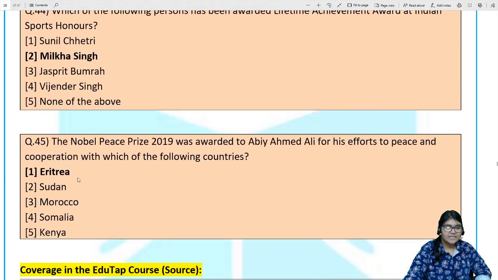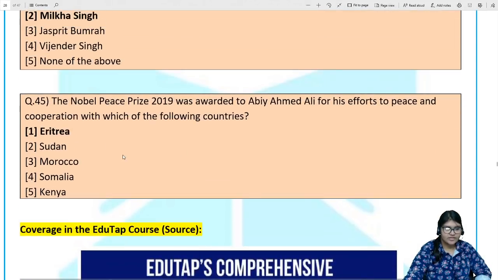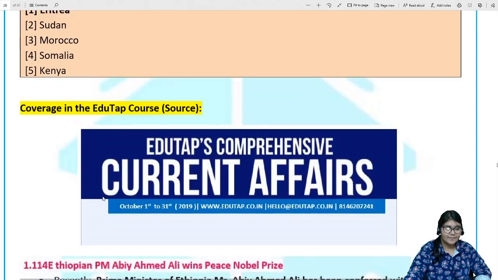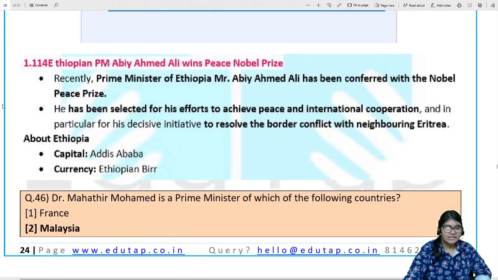45th, the Nobel Peace Prize 2019 was awarded to Abiy Ahmed Ali for his efforts to peace and cooperation with which of the following countries? Answer is Eritrea. So here you can see that it is very clear that Nobel Prize was given importance. As I told you, this is the third question from the same topic being asked in the examination, and this was covered in the month of October in our magazine. Clearly you can see the Prime Minister of Ethiopia and regarding the capital and for what he was given this particular award.